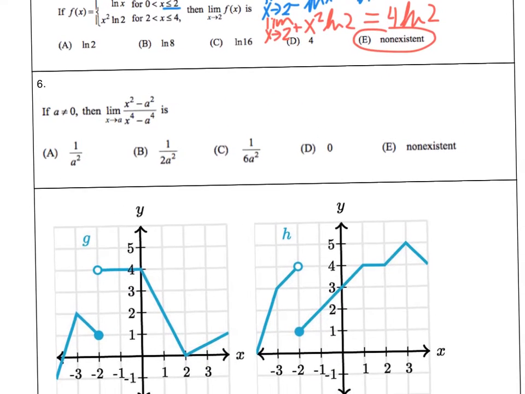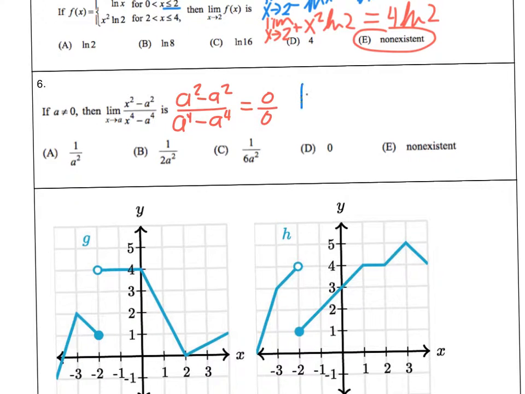For number 6, if a does not equal 0, in other words, that point doesn't just go away, then we've got to figure out what's going on with this limit. First thing I'm going to do, just to make sure, is plug this value in. So we get a squared minus a squared over a to the 4th minus a to the 4th, which is 0 over 0. And I know that that means I might be able to do some factoring.